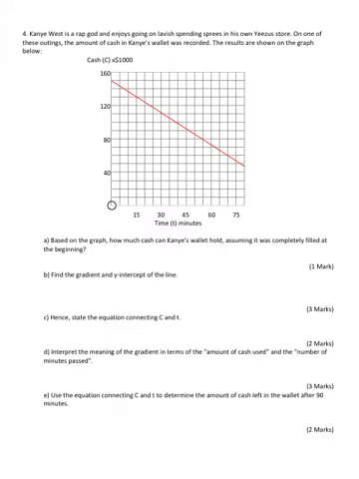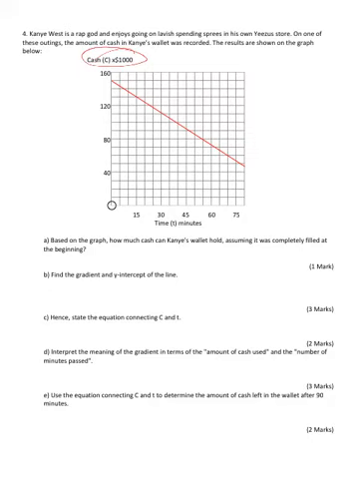Question 4. Kanye West is a rap god and enjoys going on lavish spending sprees in his own store. On one of these outings, the amount of cash in his wallet was recorded. The results are shown in the graph below. As you can see, as time goes on, the amount of money in the wallet decreases. Be careful. The scale is times by 1,000, so you need to keep that in mind. You can't just count squares. You need to keep that in mind when you're working out the gradient.